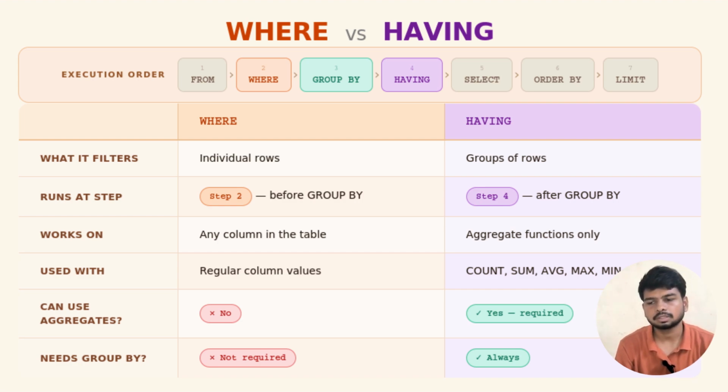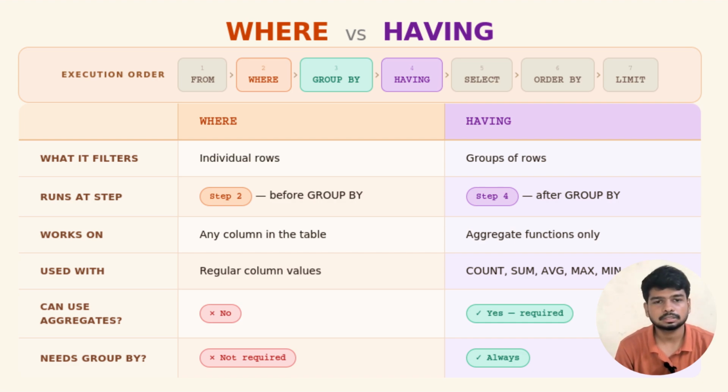In WHERE, it can work on any column in the table easily. It will just see whether the given condition is fulfilled or not. But in HAVING, you need an aggregate function, as we discussed, like count, sum, average, max, min. Can we aggregate in WHERE? We cannot aggregate in WHERE, but in HAVING it is a must. WHERE doesn't require GROUP BY, but HAVING needs GROUP BY. If there is a GROUP BY, we can have HAVING, and if we have HAVING, GROUP BY is needed.